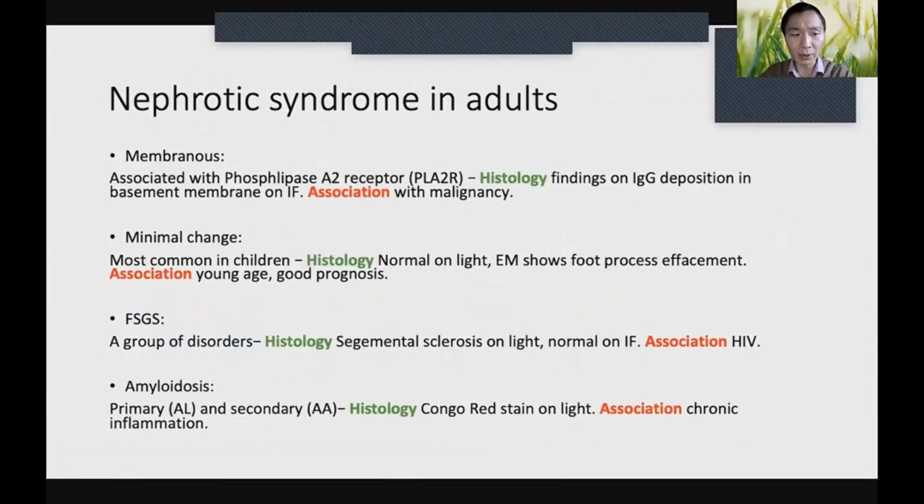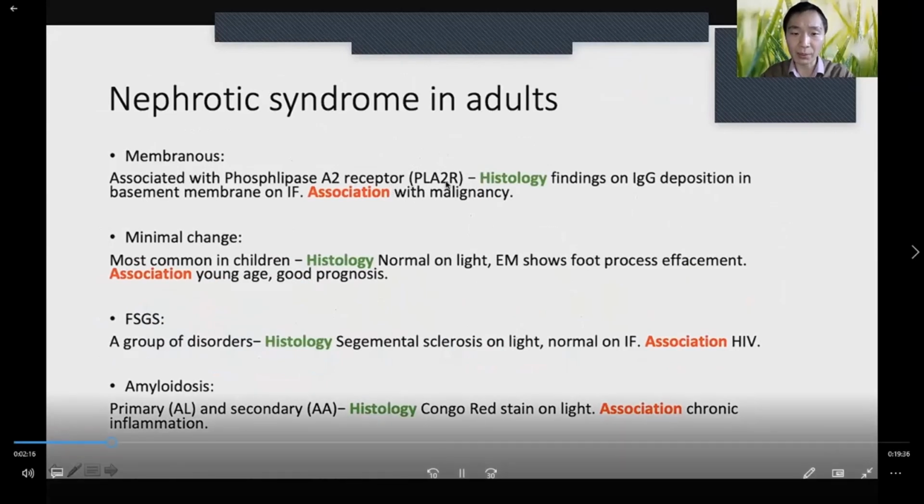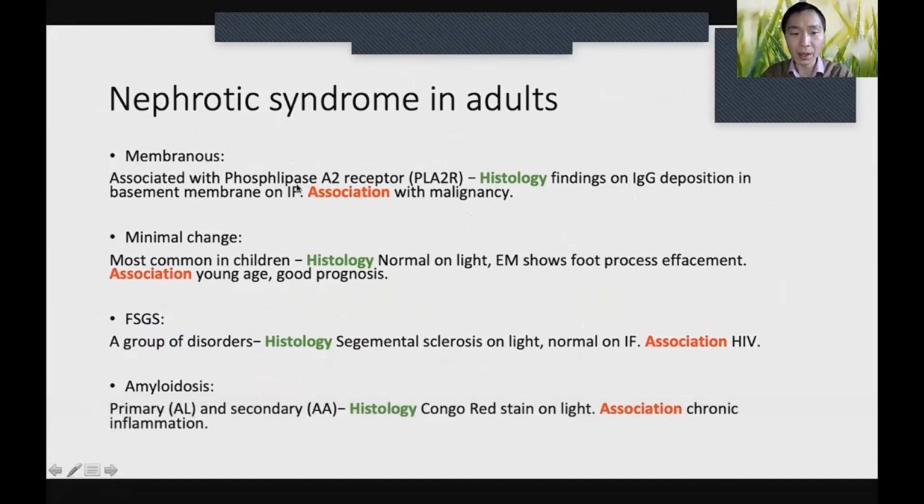A little bit more about nephrotic syndrome. Membranous disease is now being associated with a PLA2R antibody. So there's a specific blood test you can test for this. So if you see a question that mentions PLA2R receptors, then the answer to that question will be membranous glomerulonephropathy. As I mentioned, it is associated with malignancy. The biopsy finding is deposition of immunoglobulin IgG in the basement membrane, fitting with the diagnosis.